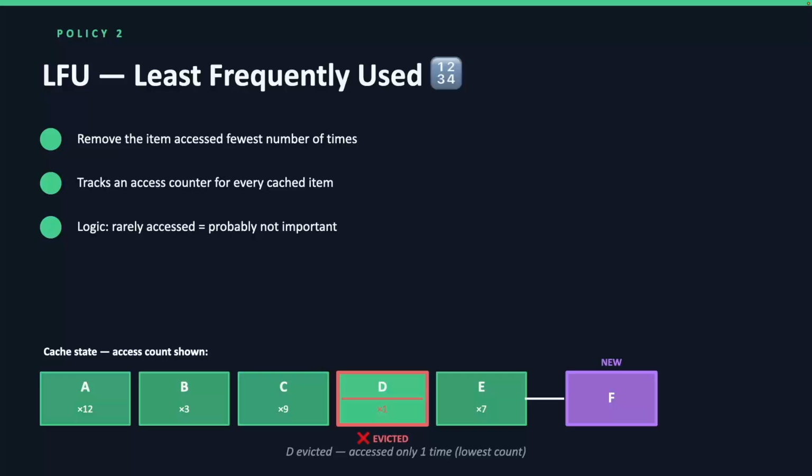However, there is an important downside to know about. Every new item enters the cache with an access count of 1. This means a brand new item that is about to become extremely popular could get immediately evicted because it has the lowest count of all. This is sometimes called the cache pollution problem, and it is a real limitation of LFU in dynamic workloads.